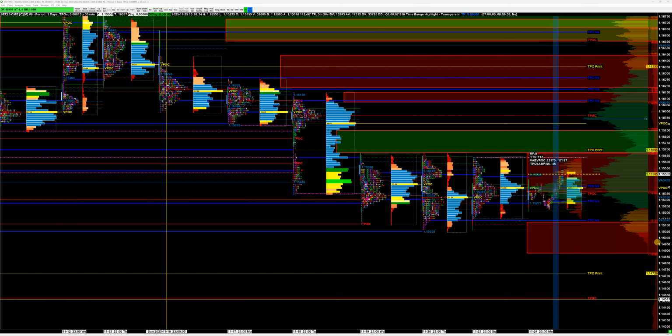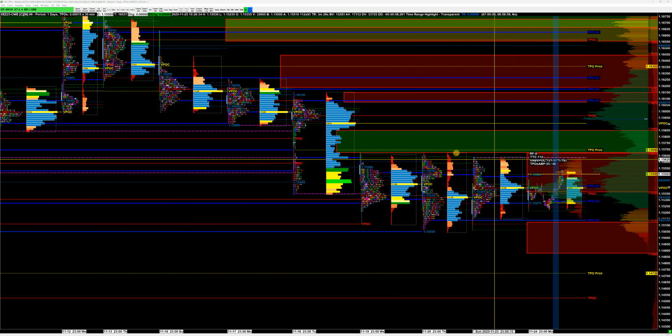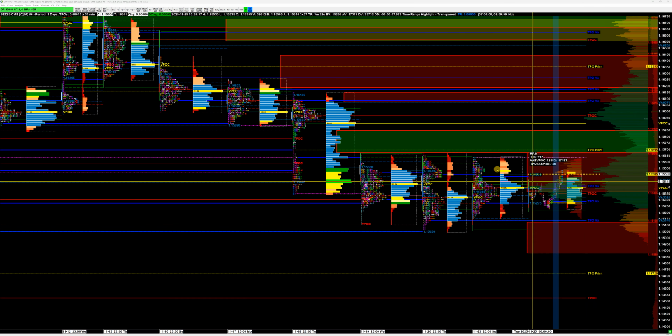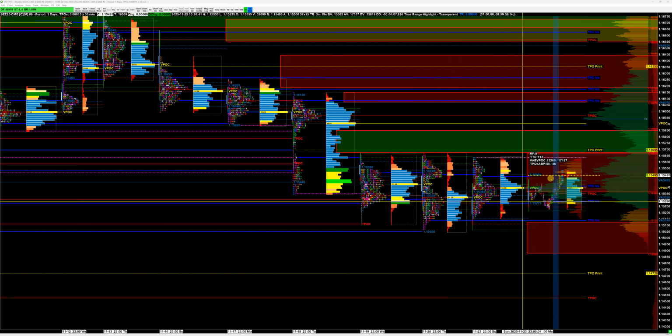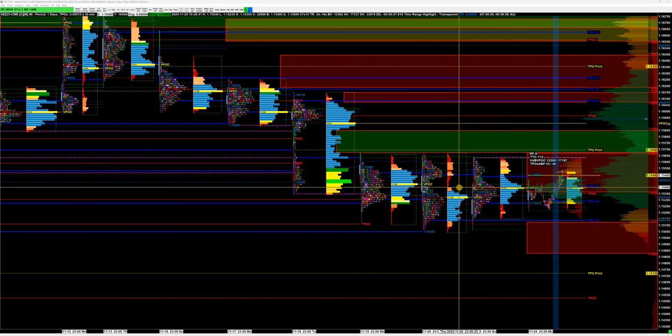And of course, because we look at the market structure here, you can see that yesterday, aside from having unfinished business at the top, was an inside day compared to the previous day.